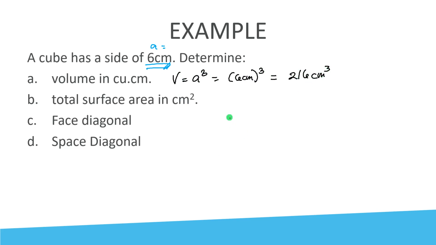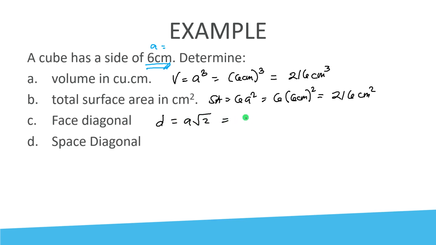For the total surface area, 6A squared. The surface area is 6A squared, so 6 times 6 centimeters raised to 2. When you compute that, that's 216 square centimeters also. For the face diagonal, the face diagonal D is A the square root of 2. So substitute again A by 6. So 6 the square root of 2, or that's 8.485 centimeters.